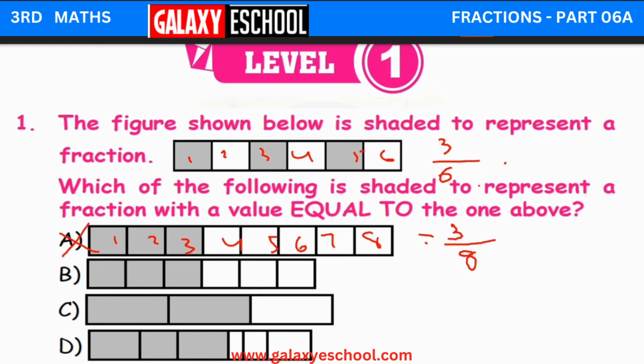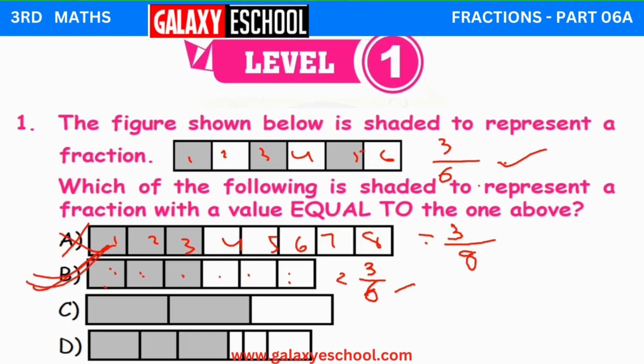Moving to option B. Here 1, 2, 3 parts are shaded. So 3 divided by how many parts is the figure divided into, children? 1, 2, 3, 4, 5, 6. So 3 by 6 is the fraction of the shaded part in this figure. So here also we have got 3 by 6, and even in the question our figure represented 3 by 6. So what is the correct answer? Option B becomes our correct answer, children. Okay, understood? Question number 1.